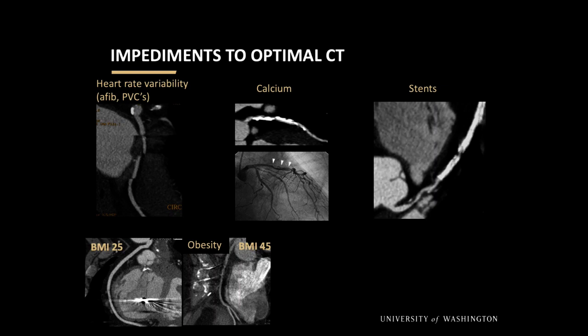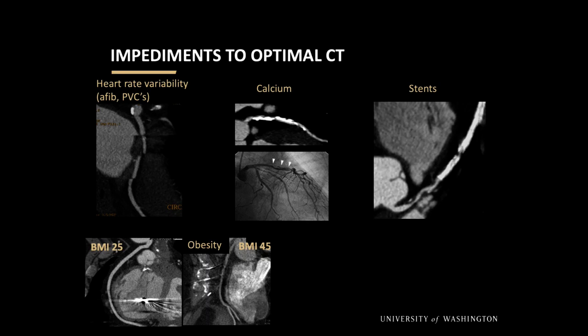There's a blooming artifact. So if you have calcium or stents, their edges can be blurred and obscure the lumen of the coronary artery, and it can be hard to really visualize the actual lumen and to know whether there's a true obstruction or if it's just non-obstructive disease. So in that center screen, you can see a lot of calcium. In those situations, it can be really hard to evaluate that segment. Sometimes we just can't evaluate it. And I think that's one of the limitations of CT right now.